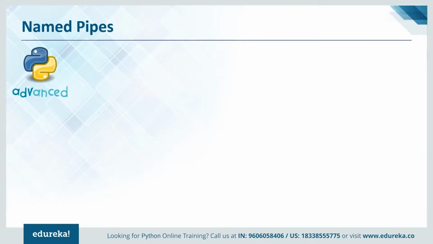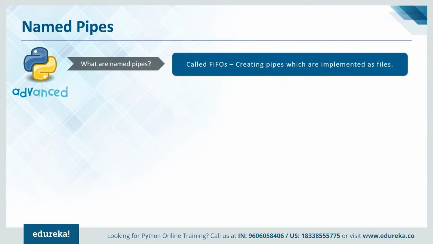So guys, the last concept for today is named pipes. Under Unix as well as Linux, it is possible to create pipes which are implemented as files. These pipes are called named pipes or sometimes FIFOs. What is a FIFO? First in, first out. So a process reads from and writes to such a pipe as if it were a regular file. Sometimes more than one process writes to a pipe, but only one process can read from it at a time.